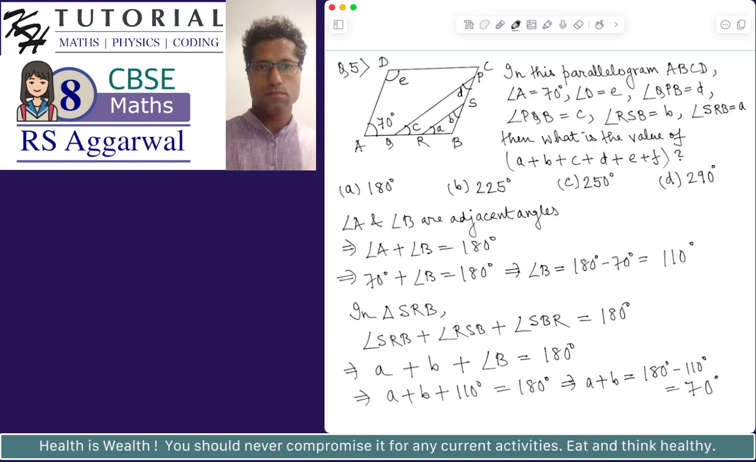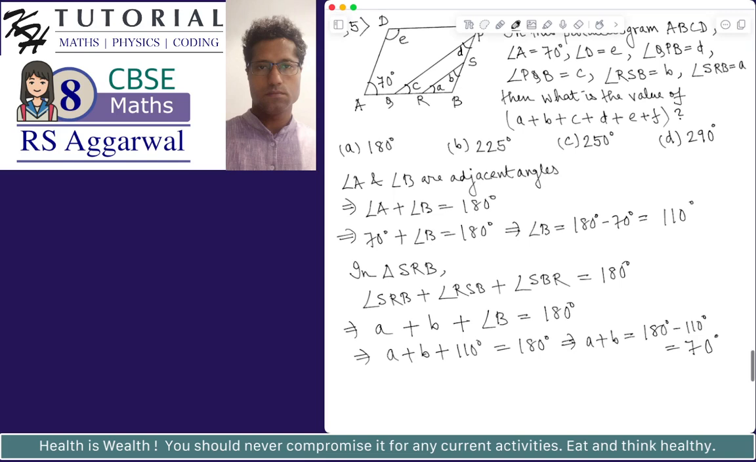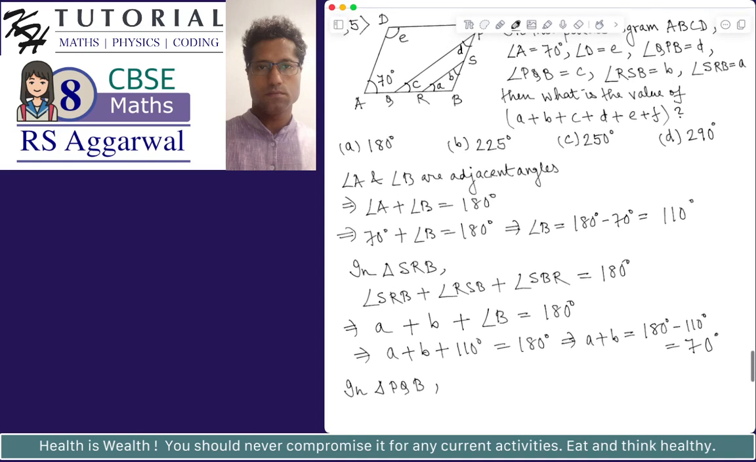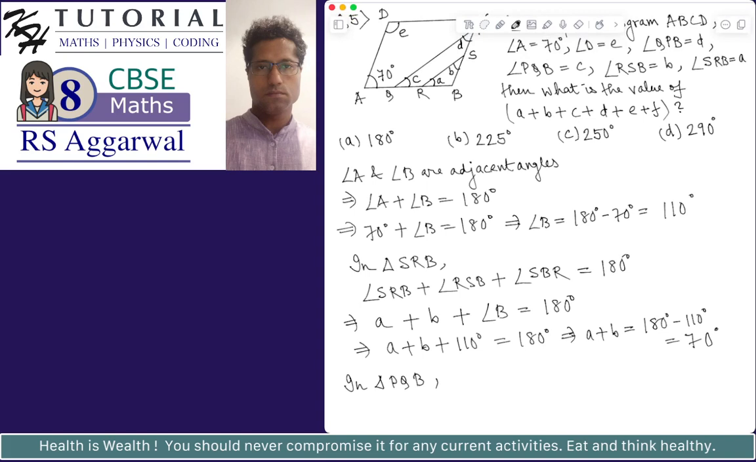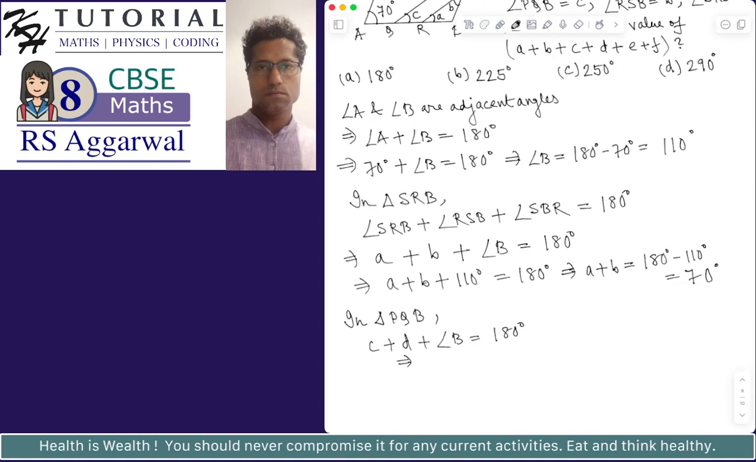A plus B is equal to 70 degree. Also notice that in triangle PQB, using the same angle sum property, we must have C plus D plus angle B is equal to 180 degree. So this implies that C plus D is equal to 180 degree minus angle B, which is equal to 180 degree minus 110 degree, which is equal to 70 degree.